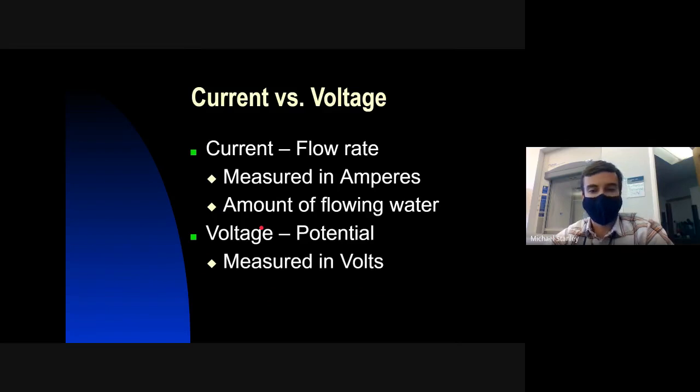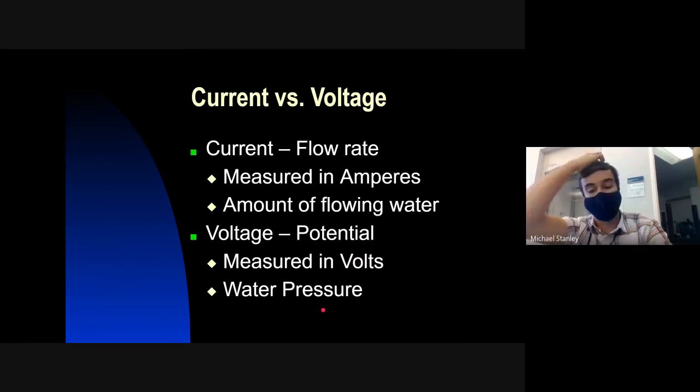Voltage, we measure it in volts. So like you have a 9-volt battery or a 5-volt battery, or the voltage coming out of your wall is like 120 volts, I think. So this would be similar to the water pressure. So essentially, how hard is the water being pushed out of that pipe or through that river?